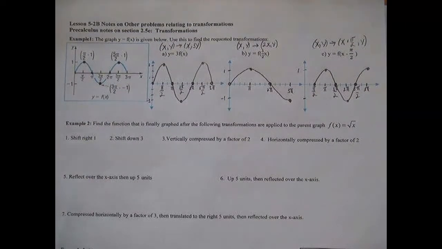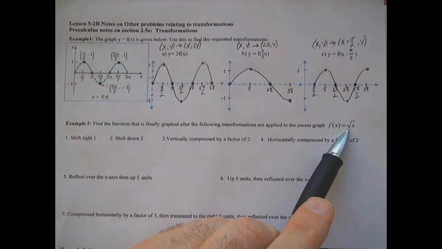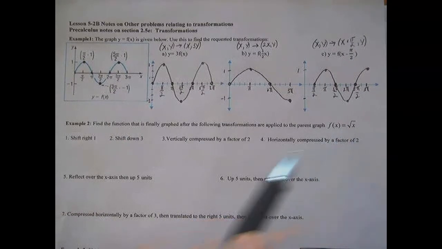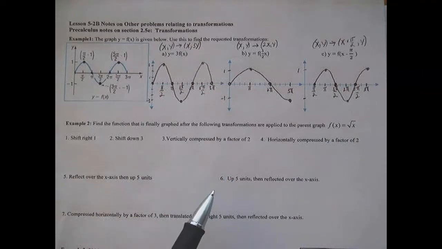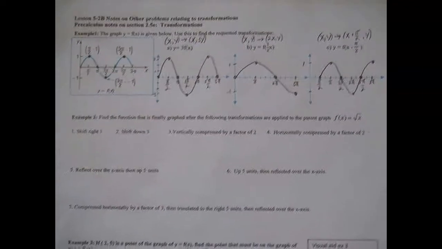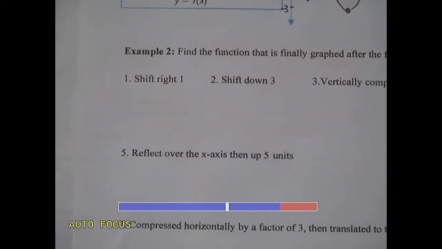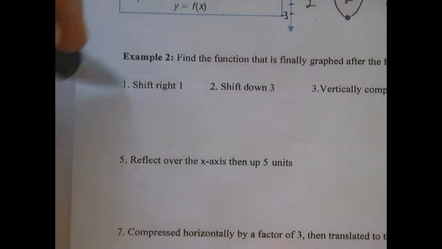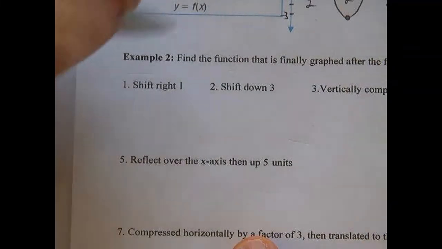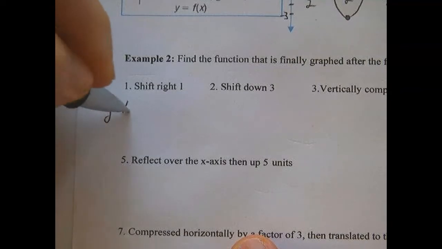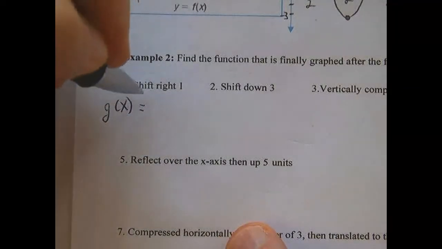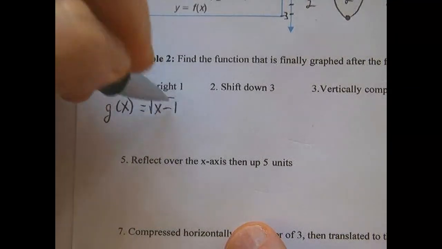Okay, in our next kind of problem, we're going to look at a function, in this case the parent function square root of x, from the equation, and we're just going to write the new equation after a variety of different transformations. Okay, so let's first take that square root of x and move it to the right 1 unit. And we know that if f of x is the square root of x, let's call it g of x, moving it to the right would be the square root of x minus 1.